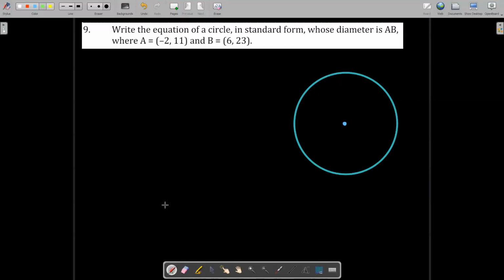Number 9, write the equation of a circle in standard form whose diameter is AB, where A is (-2, 11) and B is (6, 23). Okay, in order to do this, you need to know the equation of a circle. The way that you can easily remember the equation of a circle is by thinking of the Pythagorean theorem. What is the Pythagorean theorem? A squared plus B squared equals C squared.